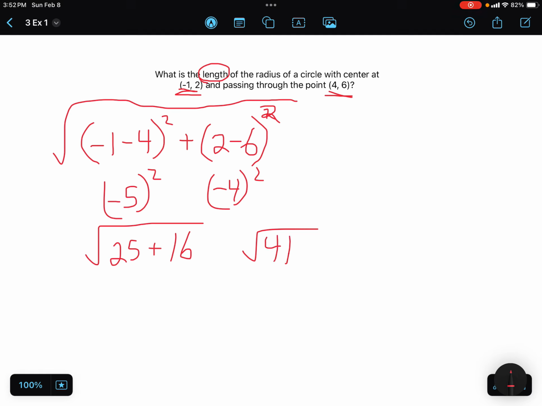So the square root of 41, sometimes you'll be asked to leave it in radical form. Sometimes you will need to find a decimal for it. It's going to be about 6.4. It really just depends on what your teacher wants. But that is the length of that radius.